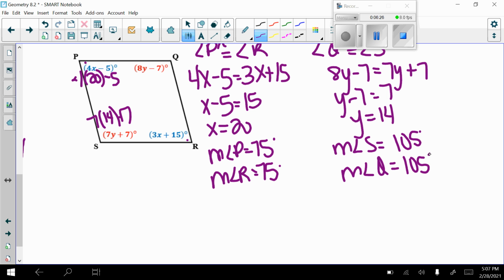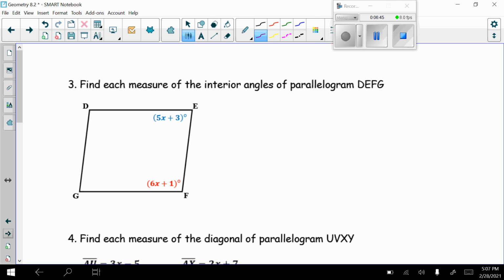Remember, once I found the first one, measure of angle P, I could have then said the measure of angle Q is equal to 180 minus 75, since the two consecutive angles would have to be supplementary. So once I found that first angle, I had options to find the second angle. All right, let's go to the last page.